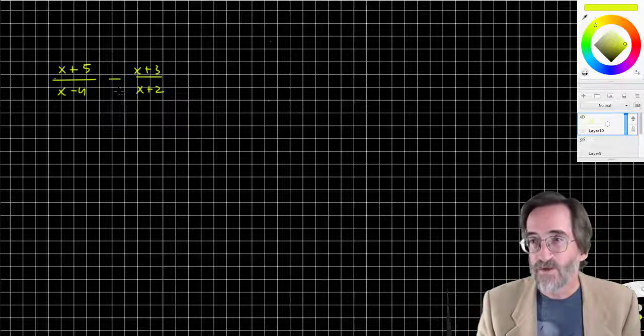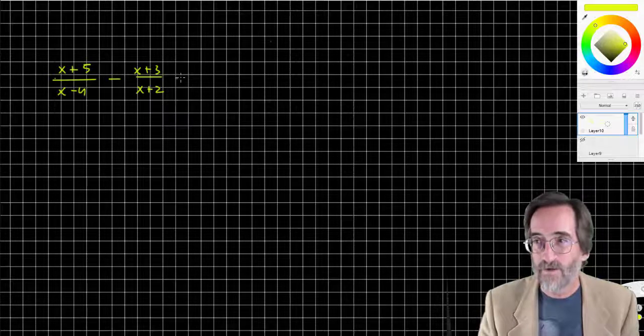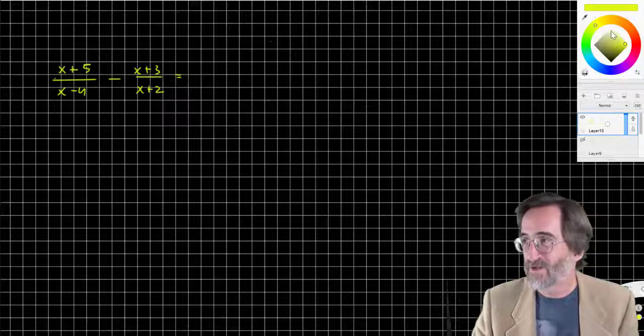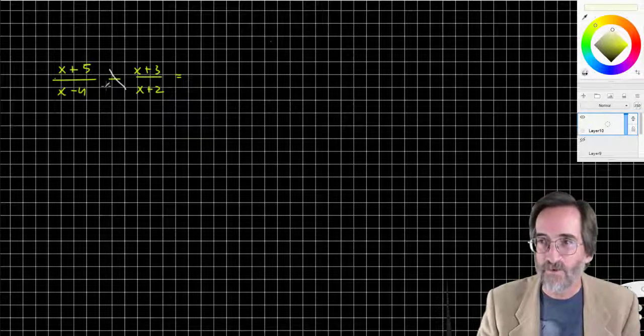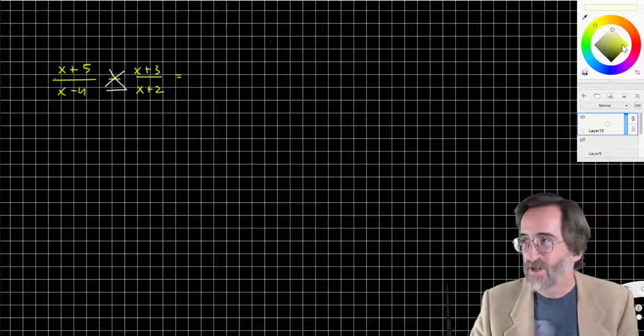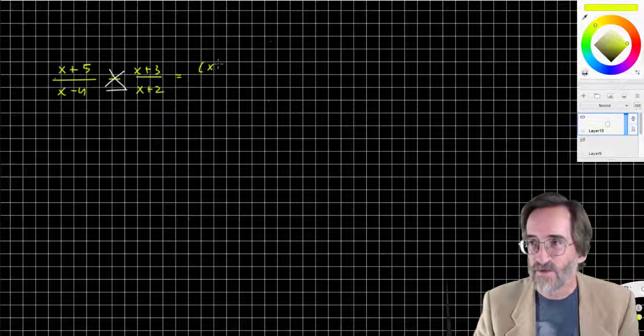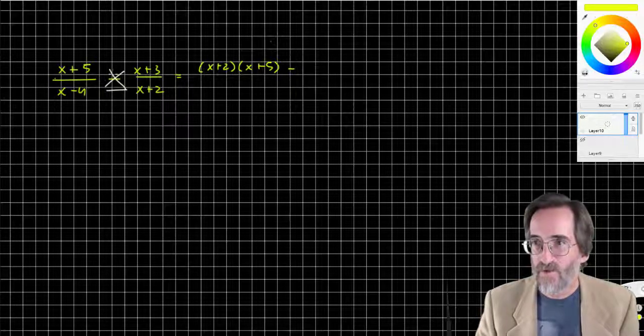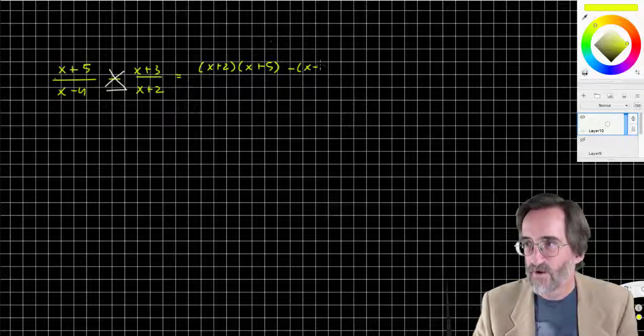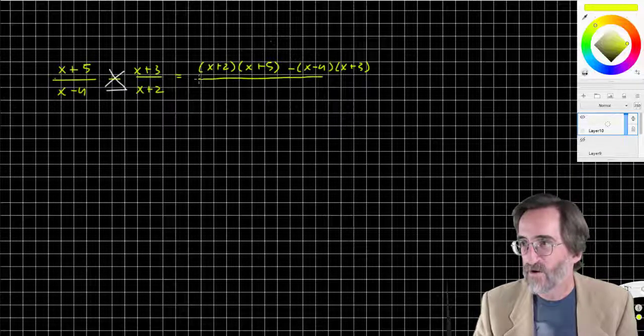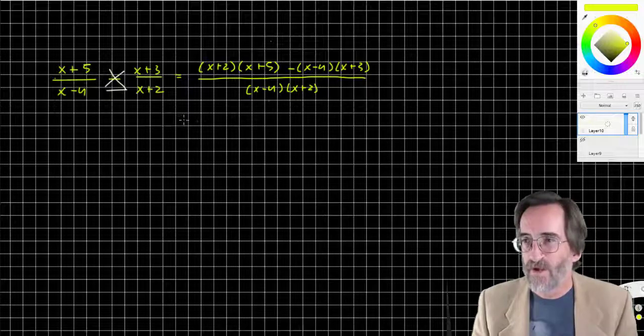Okay, so crisscross applesauce will work, right? Crisscross applesauce. That's an official Gnostic term, crisscross applesauce. Okay, so I can do that. So I can do x plus 2 times x plus 5 minus, crisscross, so x minus 4, x plus 3, all over x minus 4, x plus 2. Okay, and the rest is algebra, so to speak.